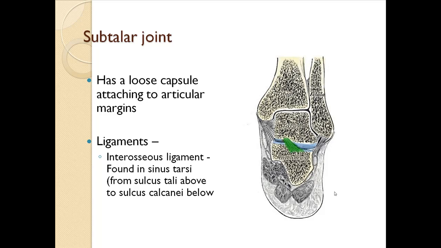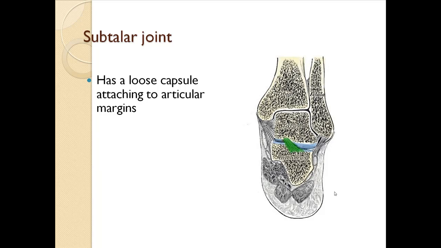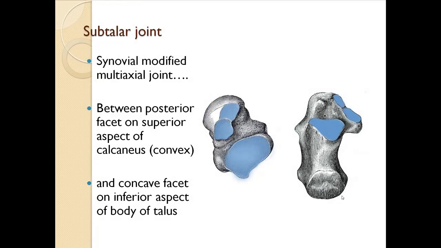In terms of stability of this joint, the primary stabilizing factor is a structure called the interosseous ligament. The interosseous ligament passes from the groove on the underside of the talus to the groove on the top of the calcaneus, the sulcus tali through to the sulcus calcanei. If we go back to the original picture here, the interosseous ligament is a series of laminar layers that pass from this groove here, the sulcus tali, down to this groove here, the sulcus calcanei, and it's a very, very strong ligament indeed.